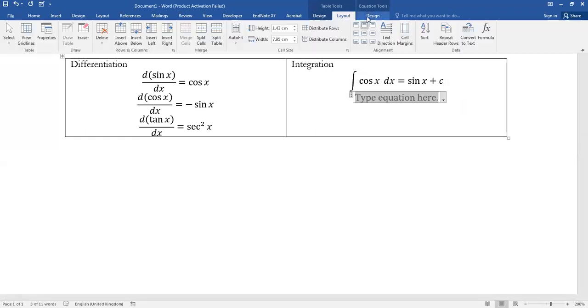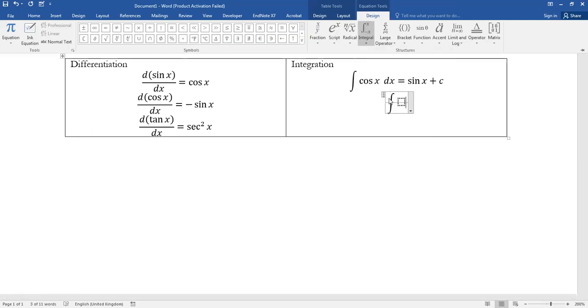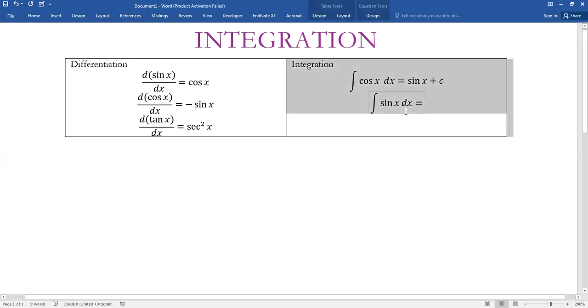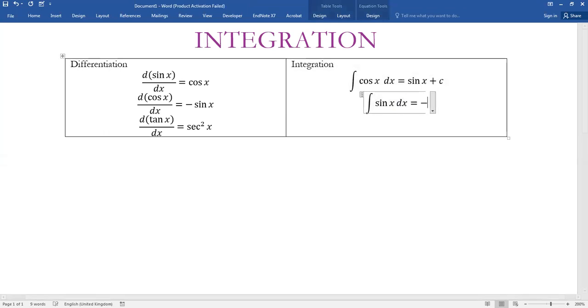And what if I ask you to find the integral of sin x now? What will be the integral of sin x? Sir, negative cos x. Well done. The integral of sin x is negative cos x plus c.